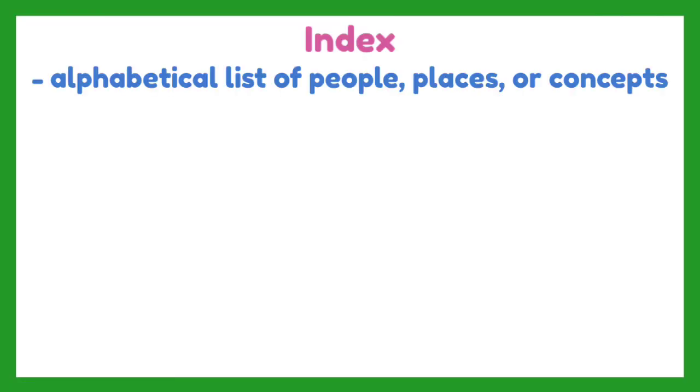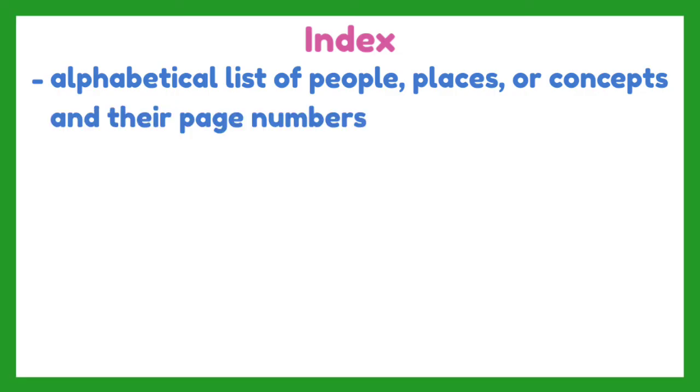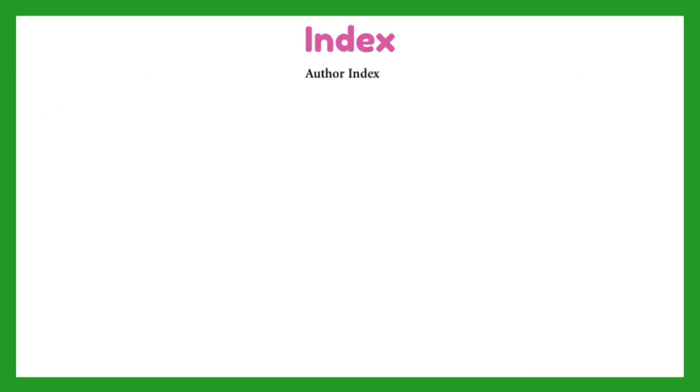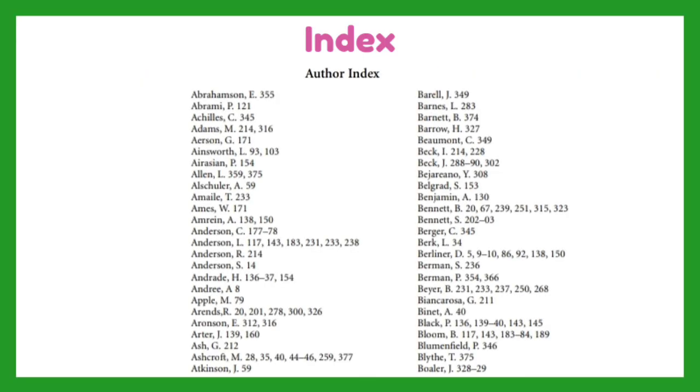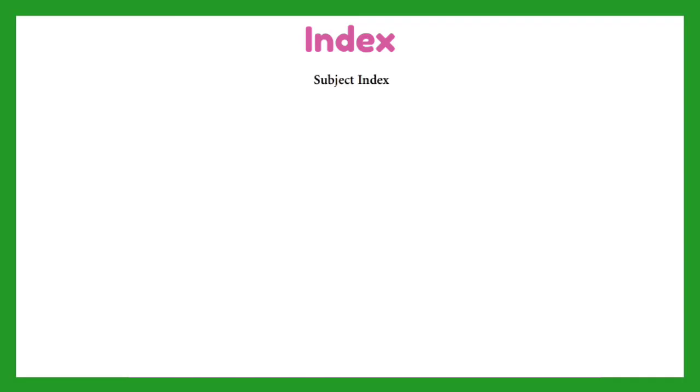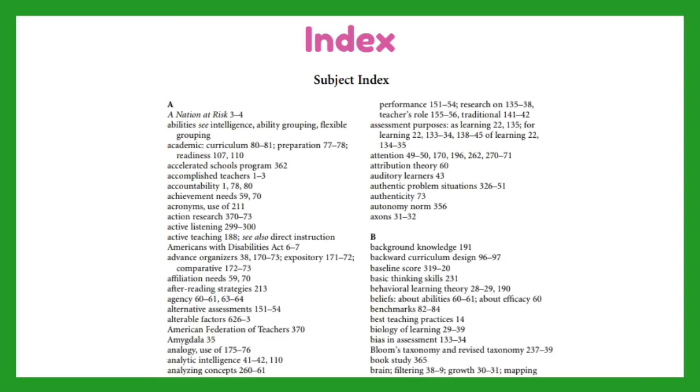Another one, index. An index contains an alphabetical list of people, places, or concepts and their corresponding page numbers in the book. This is what an author index looks like. And here's what the subject index looks like.